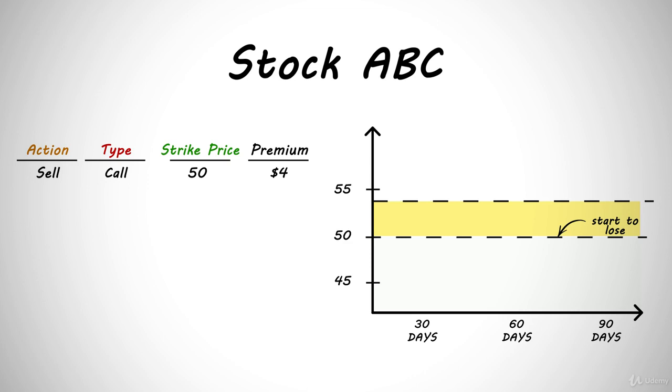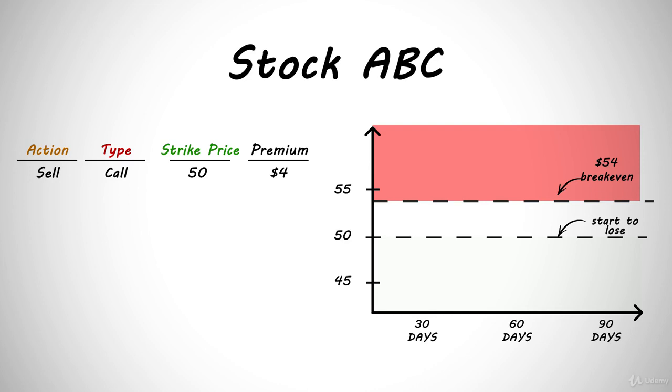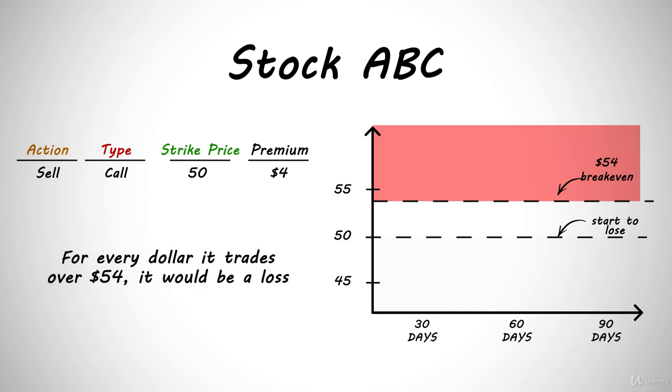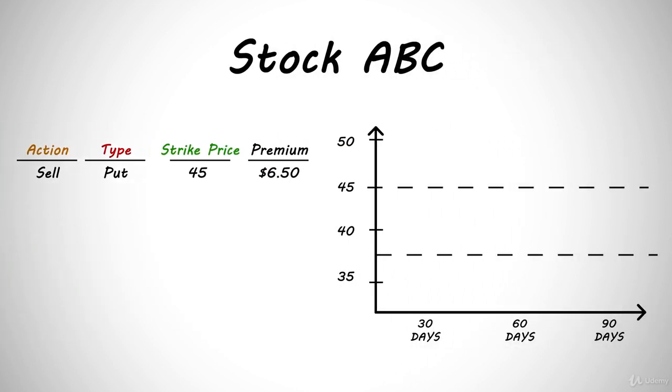Of course, we were paid a $4 premium to take this trade, so we wouldn't start to take a loss on the trade until the stock penetrates $54, our break-even. For every dollar it trades over $54, it would be a loss. Let's now take a look at selling a put option. Like the call, the put option works the same way, but on the downside.